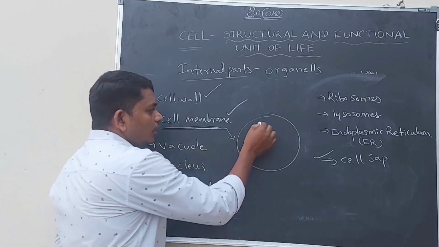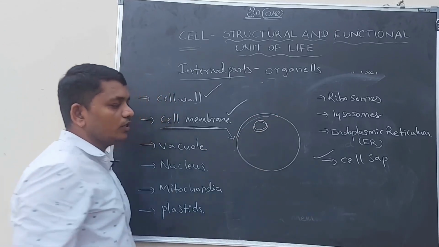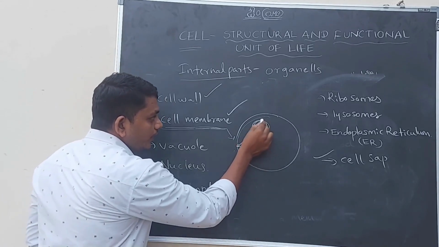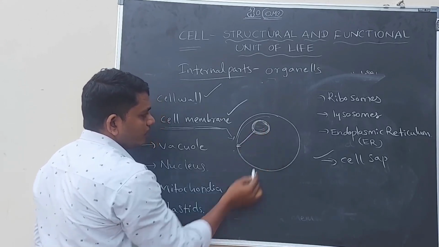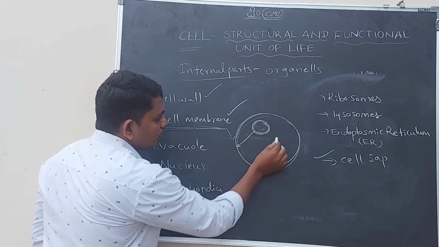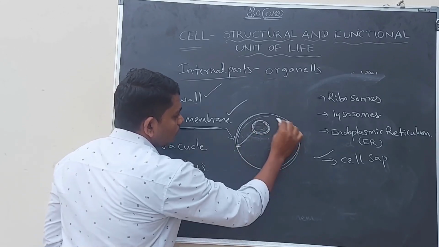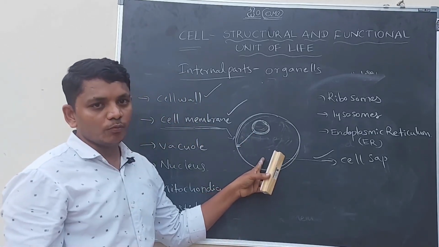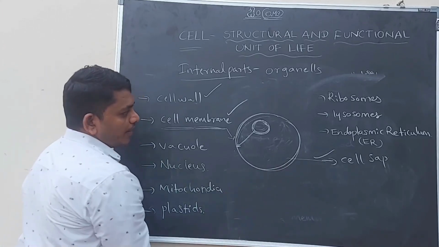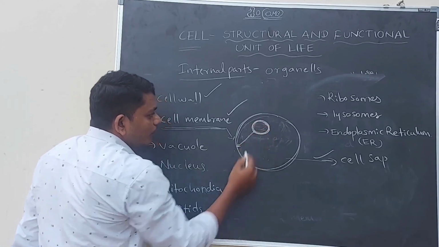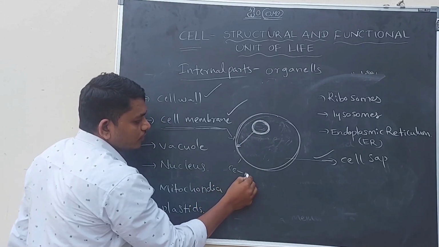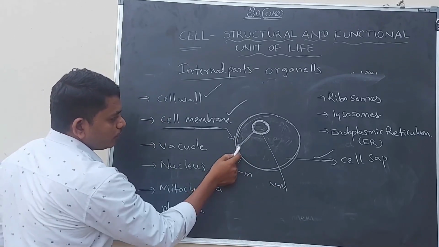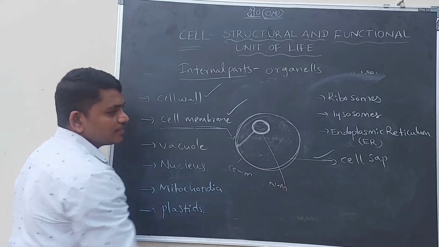cells contain an important organelle, the nucleus. Between the nuclear membrane and the cell membrane, there is a fluid filled portion. This portion is called cell sap. It occupies the space from the nuclear membrane to the cell membrane. This is the cell membrane. This is the nuclear membrane. From the nuclear membrane to the cell membrane, there is a fluid filled portion that is called cell sap.